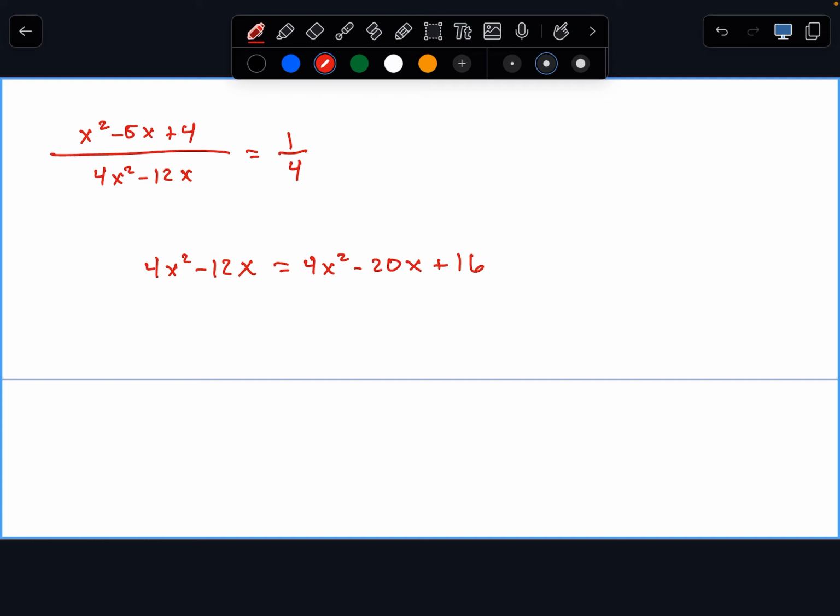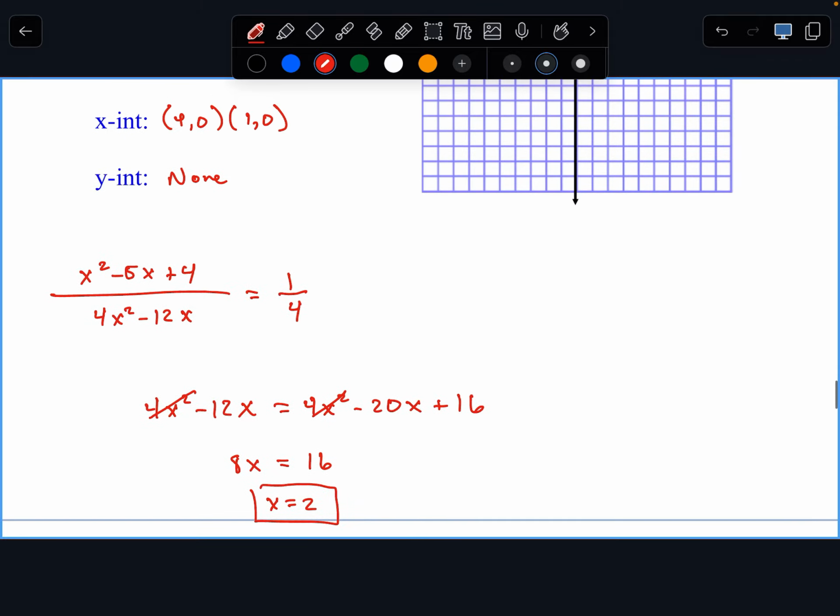What happens to the squareds? Cancel out again, okay, which is kind of nice. Those go away. I'm going to add the 20x to the other side, giving me 8x equal to 16, which means x equals 2 is where the graph crosses the horizontal asymptote. Okay. So we do have a cross point.